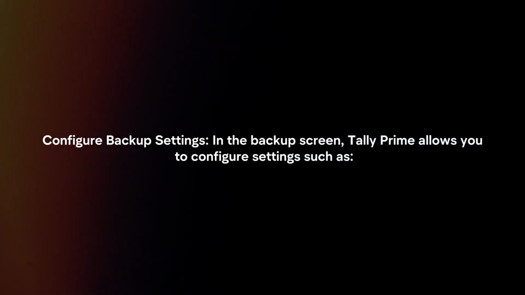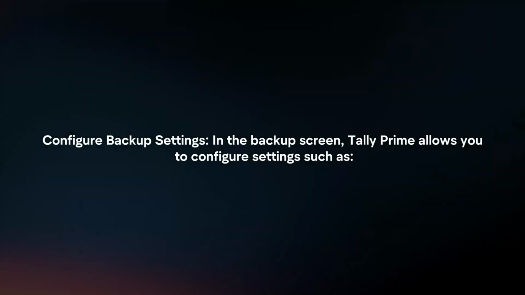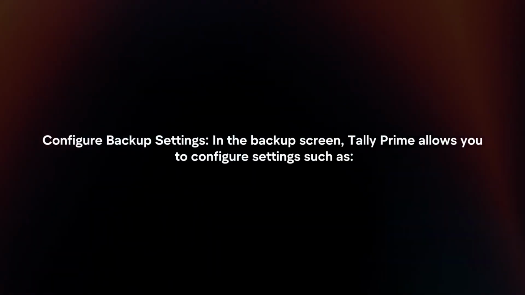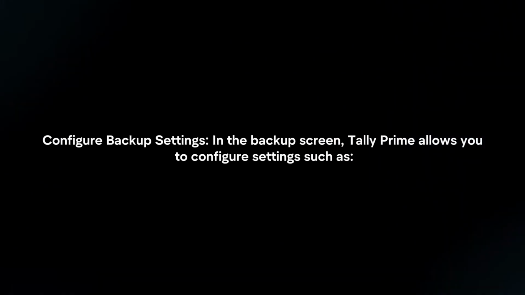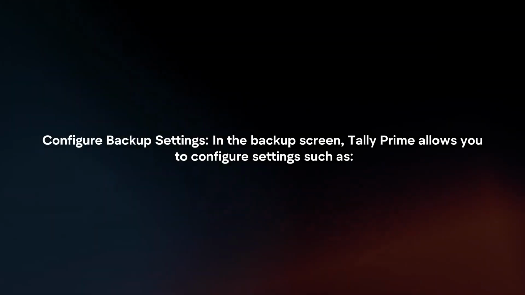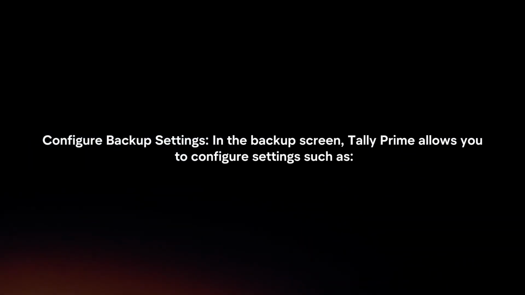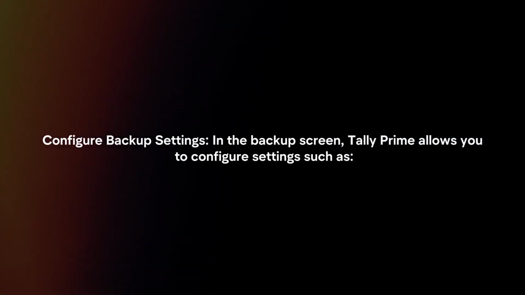Configure backup settings. In the backup screen, Teleprime allows you to configure settings such as backup type: choose from full backup or incremental backup; backup path: specify the location where you want to save the backup file; compression: opt to compress the backup file to save storage space; encryption: if necessary, encrypt the backup file for enhanced security.